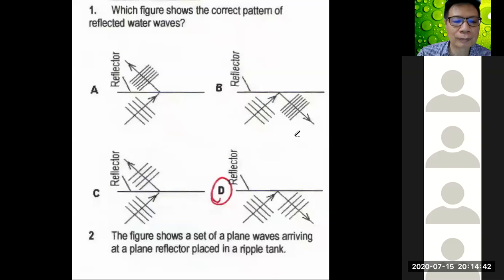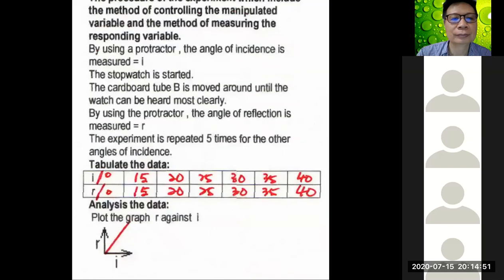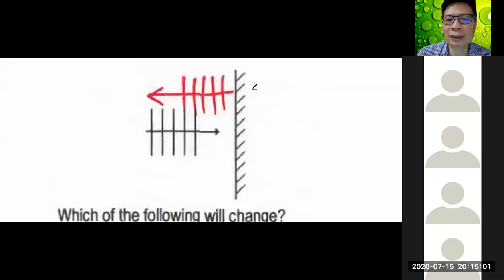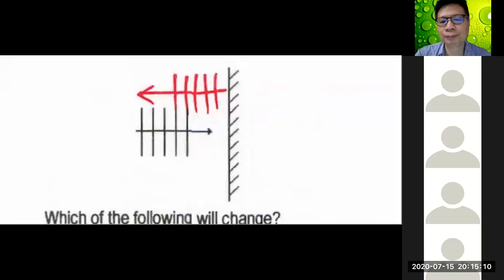Okay, number two. The diagram shows a set of plane waves arriving at a plane reflector in a ripple tank. Now, the question is like that. The diagram is like this, okay? They hit the reflector, they come back reflected, right? So which of the following will change? They ask you, which one will change?